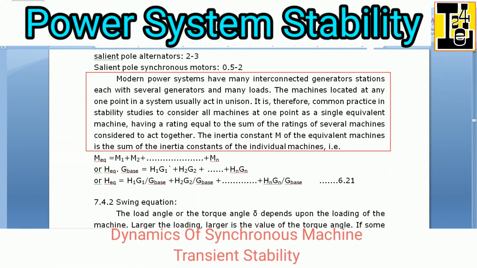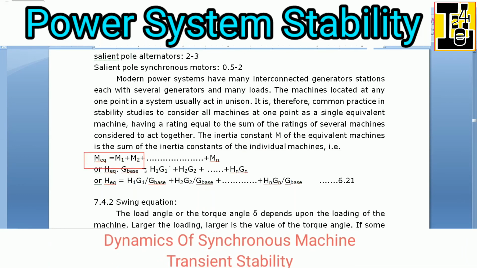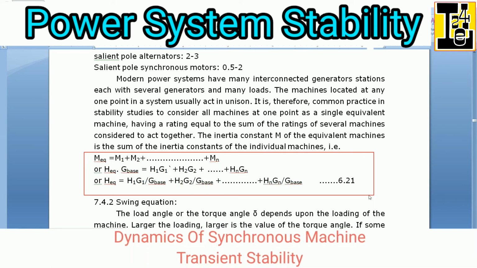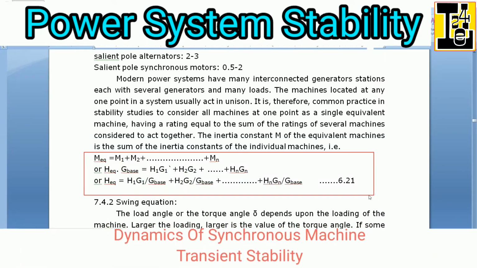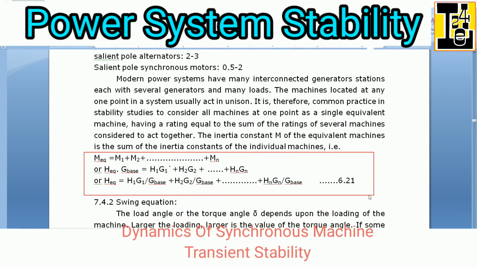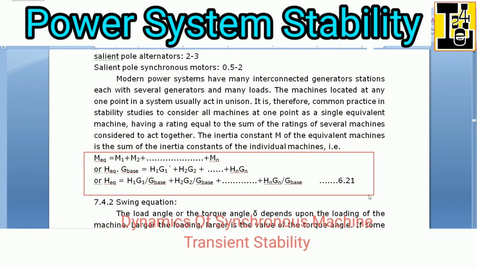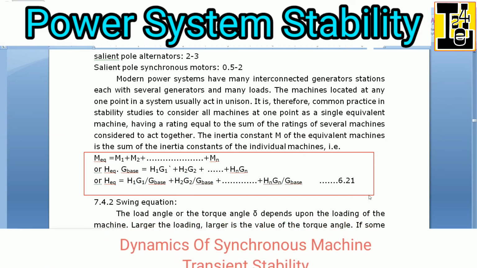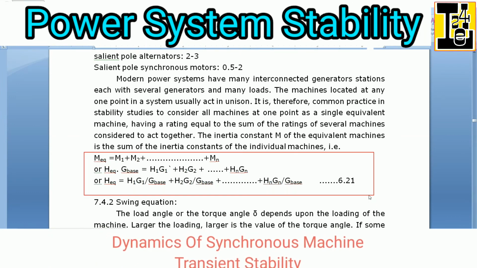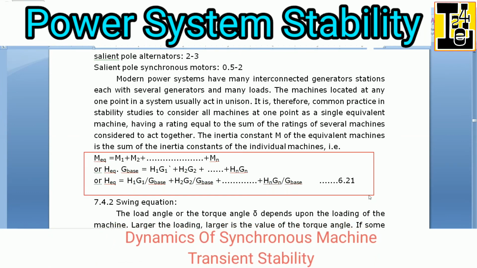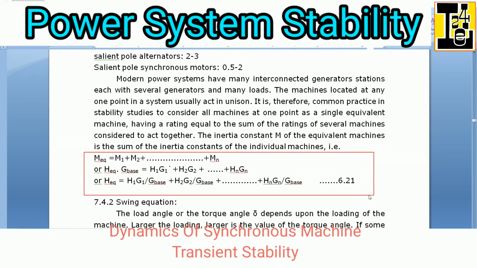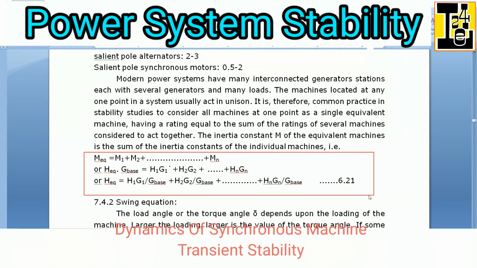That is, M equivalent equals M1 plus M2 plus till Mn, or H equivalent dot G base equals H1 G1 plus H2 G2 plus till Hn Gn. We can write H equivalent equals H1 G1 divided by G base plus H2 G2 divided by G base plus till Hn Gn divided by G base. So this is the H equivalent equation.